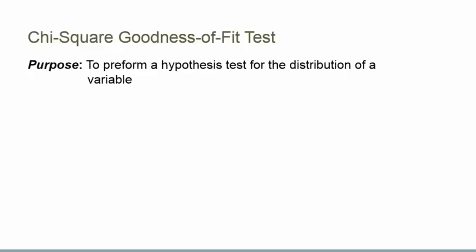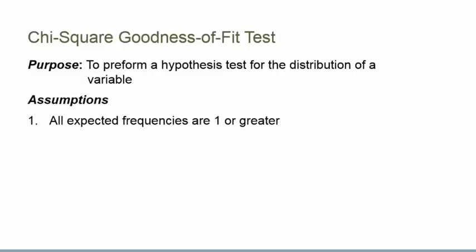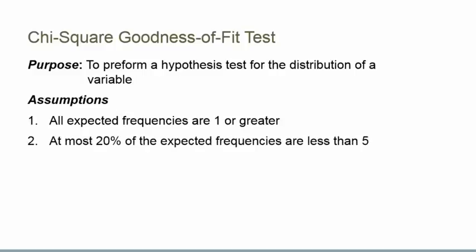Chi-square goodness of fit test. Purpose: to perform a hypothesis test for the distribution of a variable. Assumptions: 1. All expected frequencies are 1 or greater. 2. At most 20% of the expected frequencies are less than 5. 3. Simple random sample.